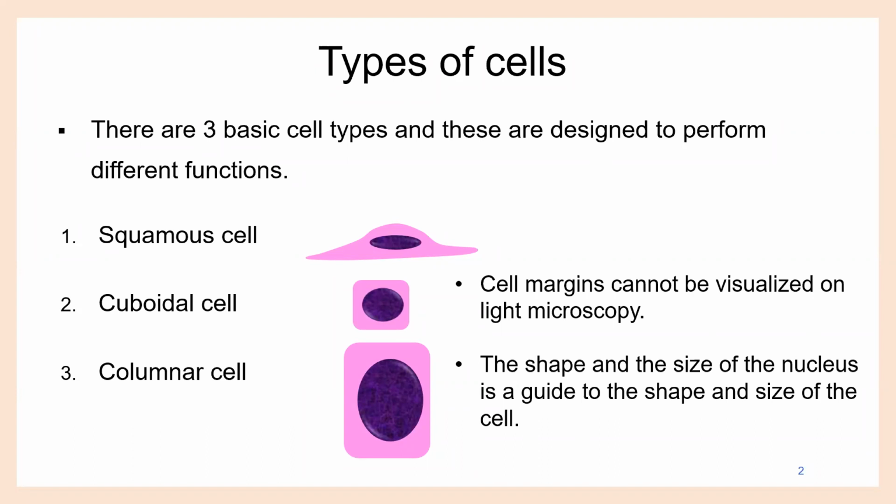And a cuboidal cell generally has a rounded nucleus in the center of the cell. It is the same distance from the lumen and from the basement membrane, so it is placed centrally in the cytoplasm. Then the columnar cell usually has an elongated, ovoid-shaped nucleus. Generally, the nucleus is closer to the base than to the luminal surface.